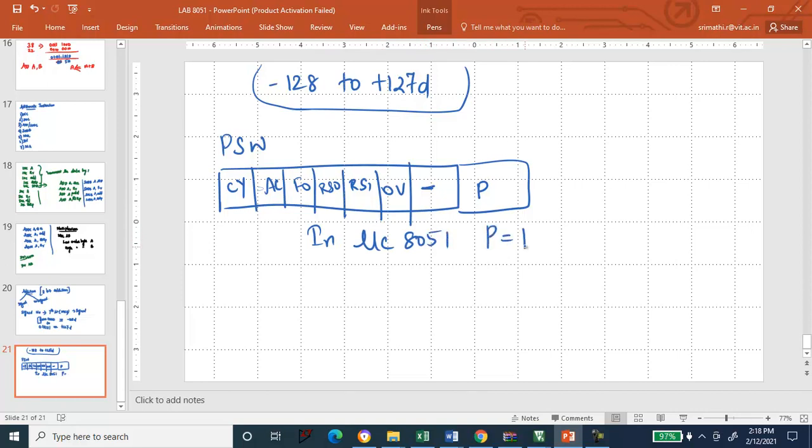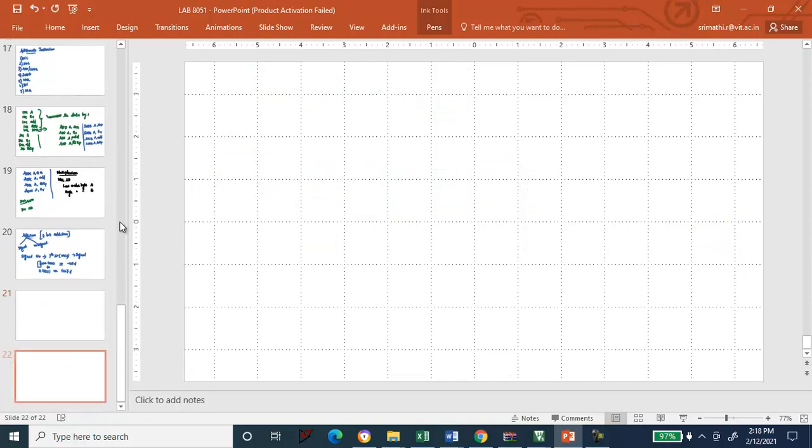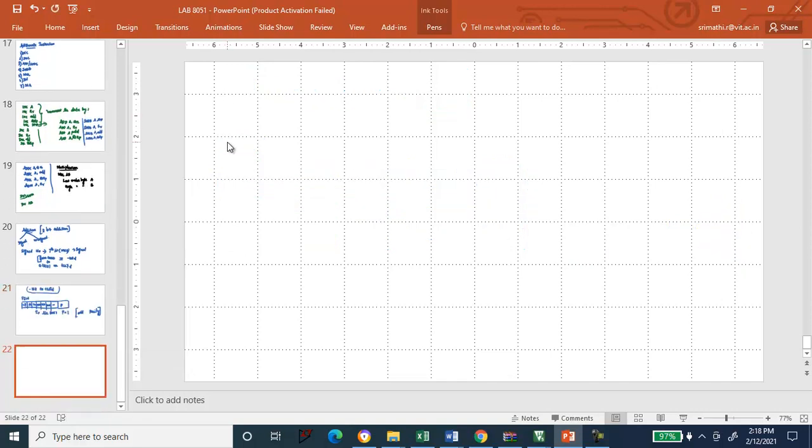In microcontroller 8051, parity will be 1 for odd parity. We will do addition of two 8-bit numbers. So let us add two numbers. Let me deal with the unsigned addition.